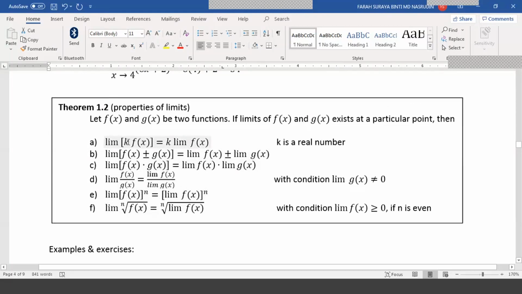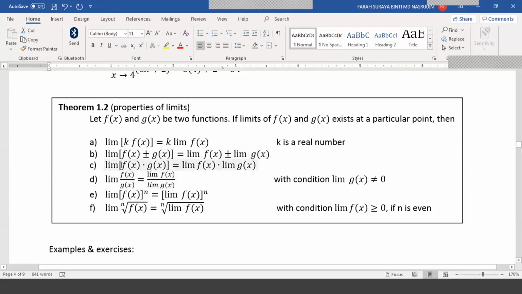Okay, limit. Kita ada function f of x tapi depan dia ada satu real number. So real number ni boleh bawa ke depan atau ke belakang limit. So limit ni kita hanya buat untuk function ni sahaja. Okay, B, limit that involves two functions yang ada tambah ataupun tolak. So kita boleh splitkan limit of the first function and then plus or minus limit of the second function.